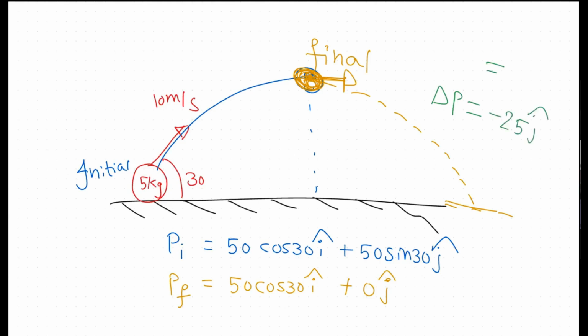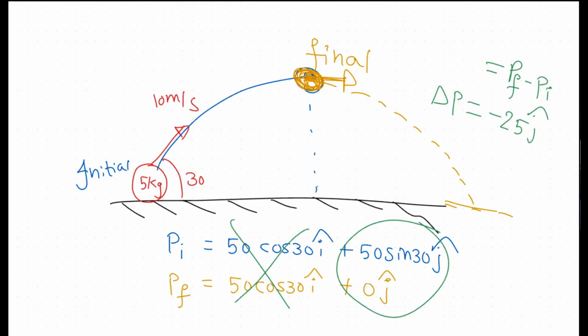Change means we always do P final minus P initial. P final is 0, right? P initial is only the vertical component. The horizontal component will get cancelled anyway. Clear? Any doubt? You will remember momentum, right? Next class when you come again, I'll give you one momentum situation. You should calculate and tell me.